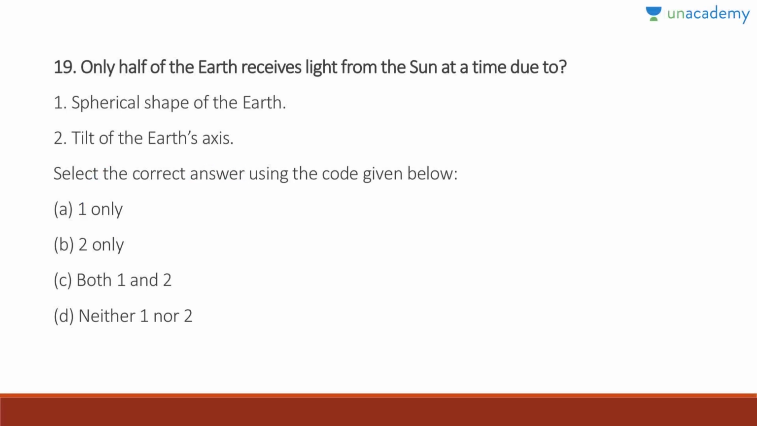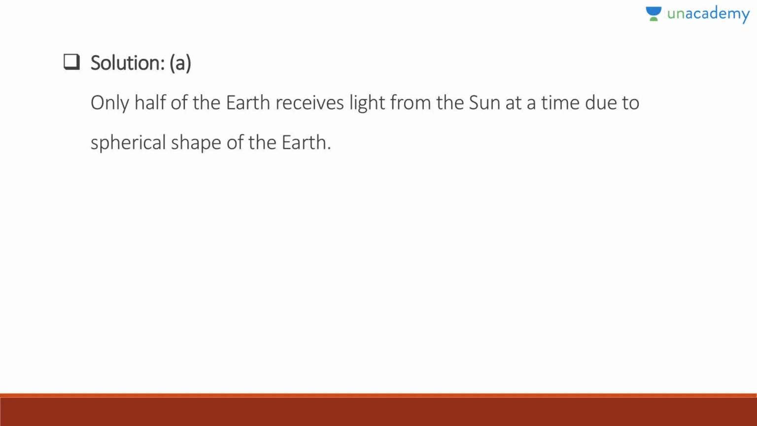Question number 19. Only half of the earth receives light from the sun at a time due to which of the following? Spherical shape of the earth. Yes, this is correct. Tilt of the earth's axis. This is wrong. So answer here is because of the spherical shape of the earth, only half will be received. Obviously, if it is a flat disk, then the entire surface can be illuminated. So answer here is A.